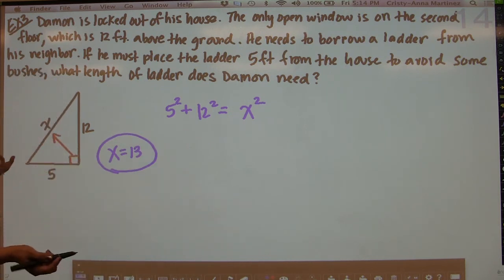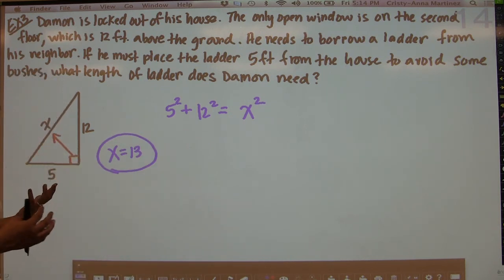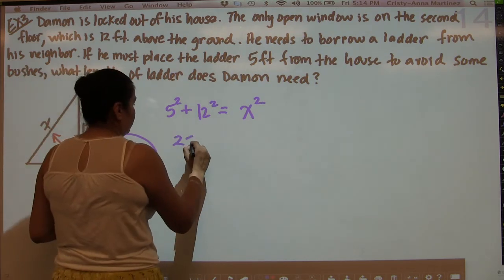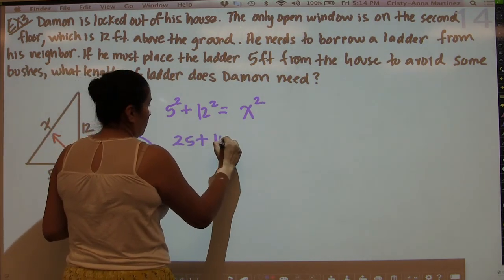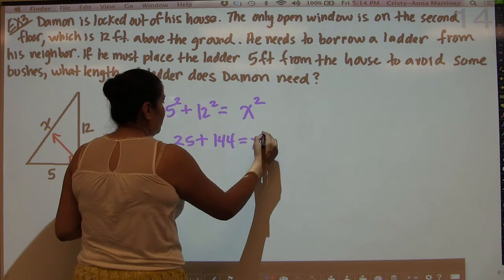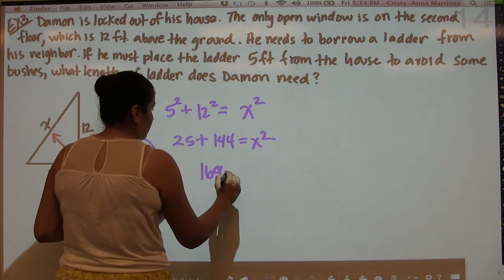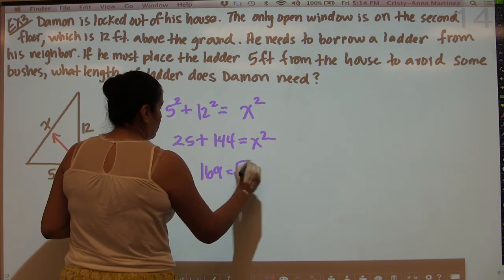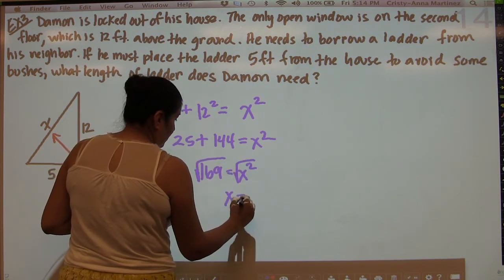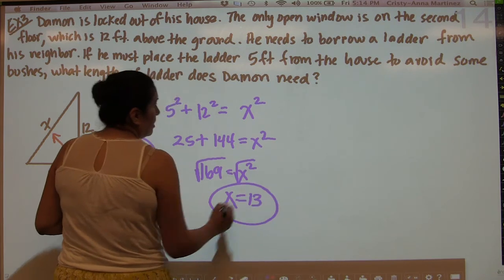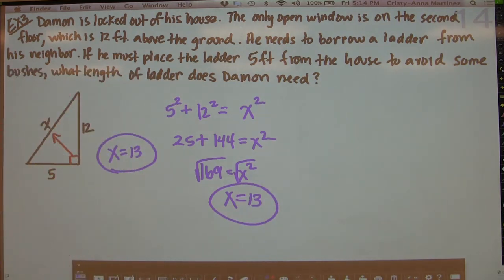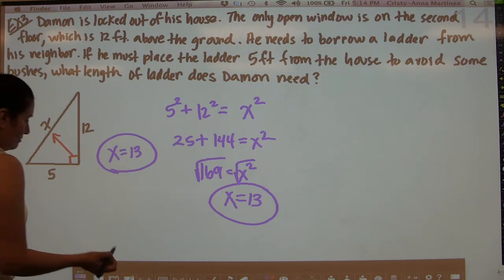But if we didn't know that, if we didn't recognize it right away, you could still solve it. 5 squared is 25, and 12 squared is 144. And if we add 144 to 25, we would get 169. And then we square root both sides, and it turns out that the square root of 169 is also 13. So either way, you get 13 feet. The ladder needs to be 13 feet in order for Damon to be able to reach the window and get inside his house. Or he can just wait for his parents.